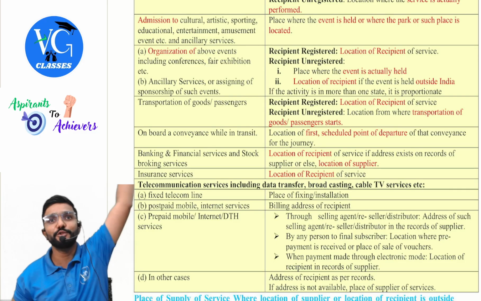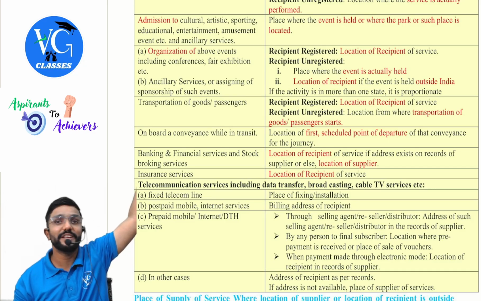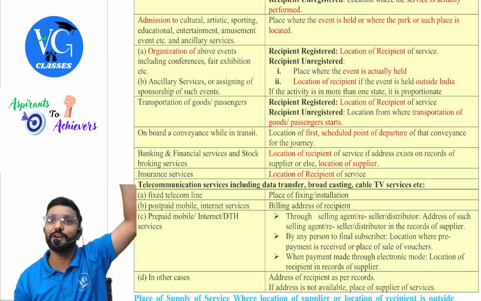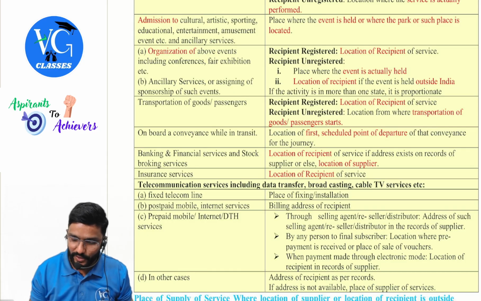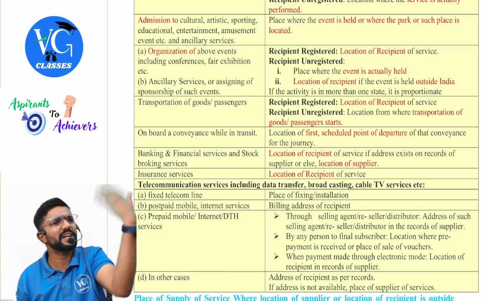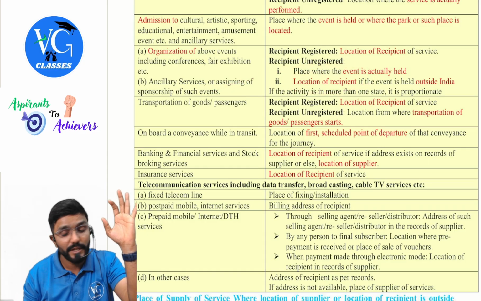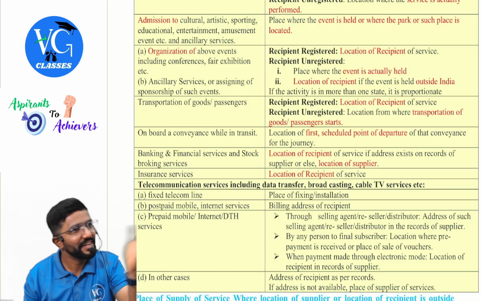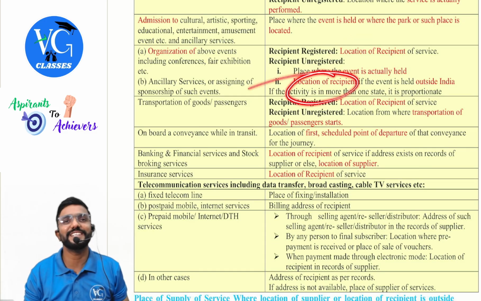He told me, arrange one event in Dubai. So the event is held outside India. What is the place of supply? Location of recipient, whether they are registered or not. See here, if they are registered, anyway, location of recipient. If they are not registered also, location of recipient.